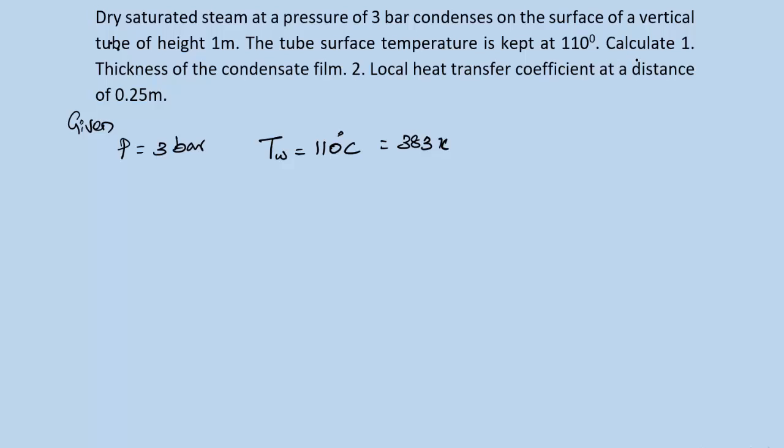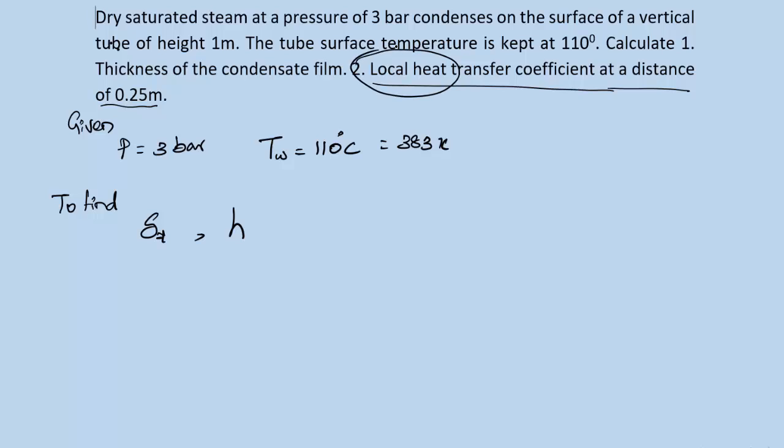Then calculate, number 1, the thickness of the condensate film, del X. This formula is available in the data book. Second, the local heat transfer coefficient at a distance of 0.25 meter. The heat transfer coefficient is H, and here it is given as the local heat transfer coefficient, so Hx at x equals 0.25 meter. The length or height of the tube equals 1 meter. These are the given data, and these are the things you are going to find out.